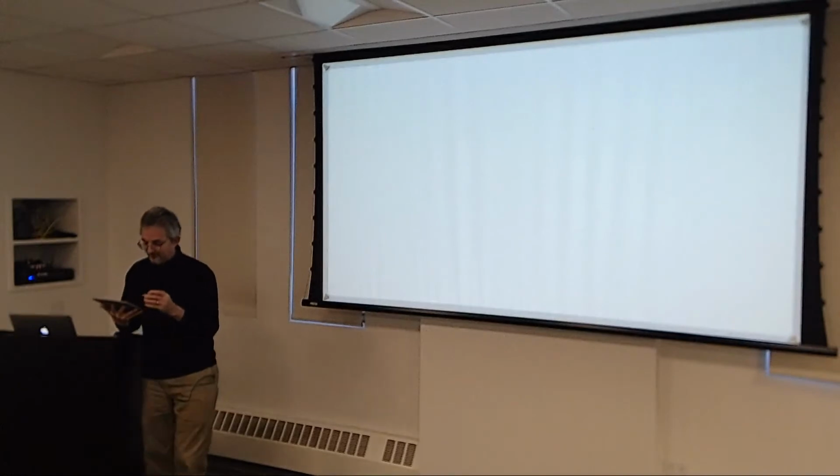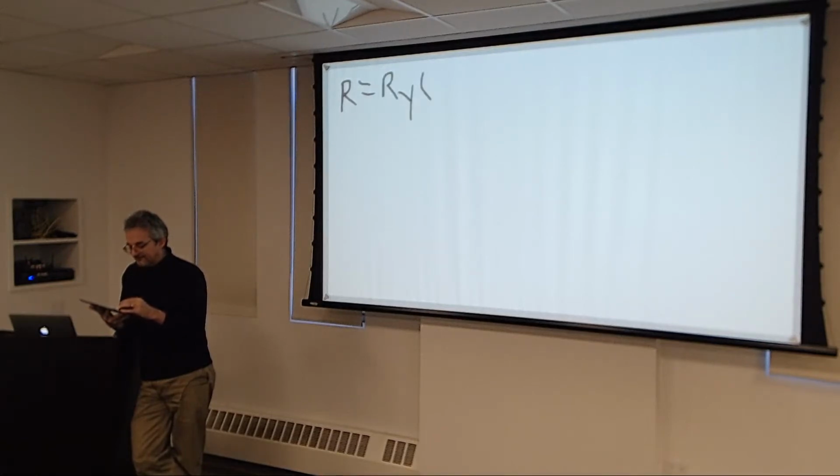Okay, so now I'm going to play a game I play all the time, and we'll do this with the quantum mechanics as well. So now I'm going to say that R is Ry minus zeta, and then we have Rx alpha, and then give myself some more room.